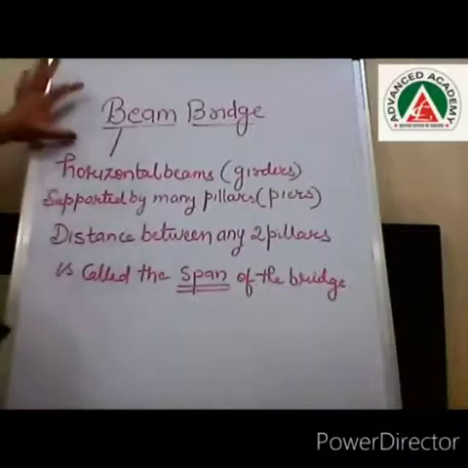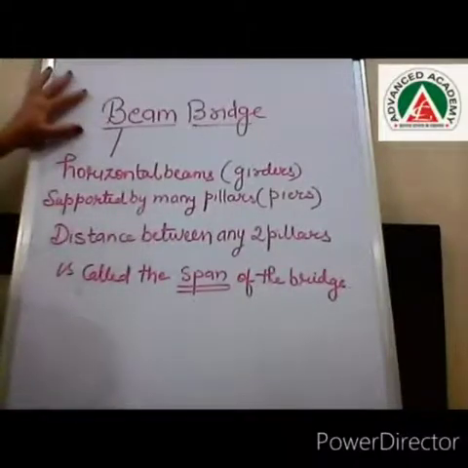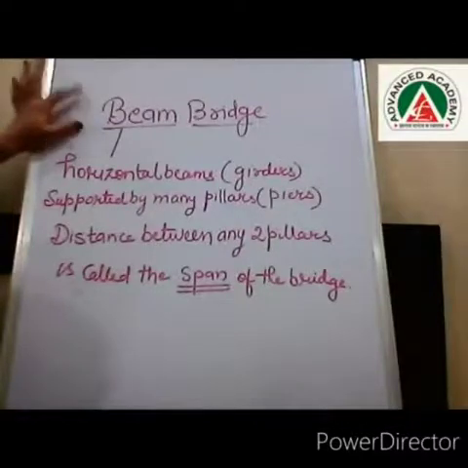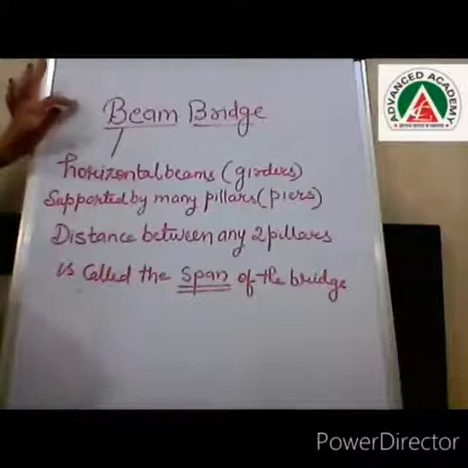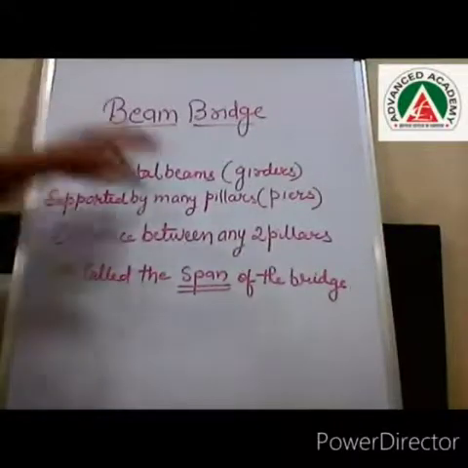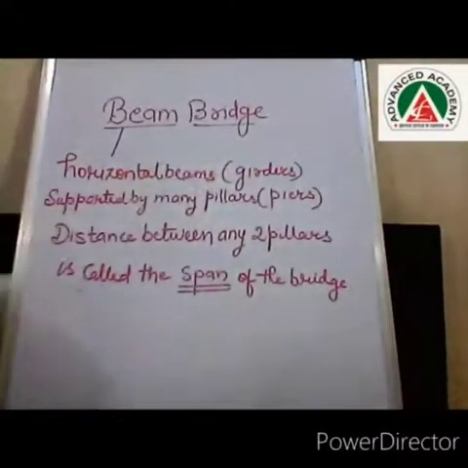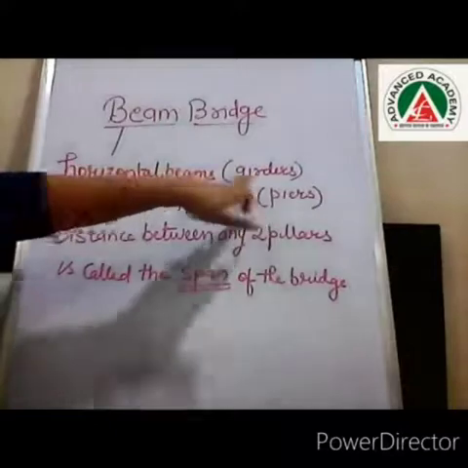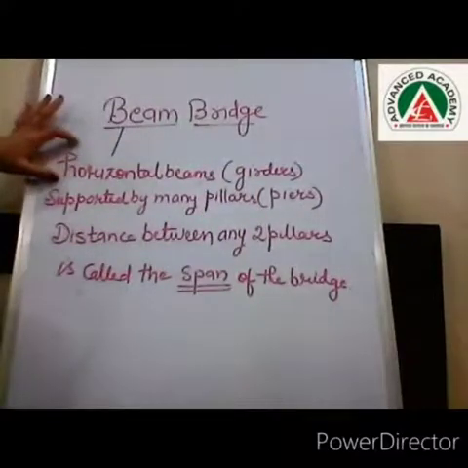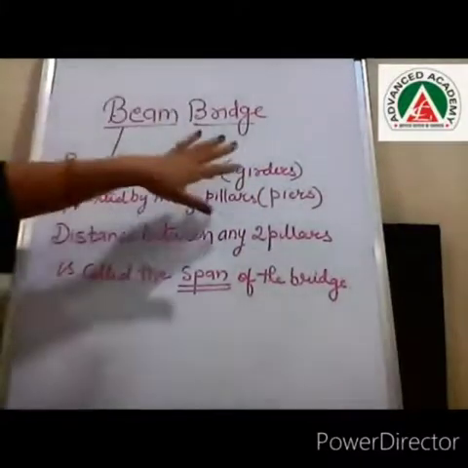Now we are going to understand about the beam bridge. It is the oldest and simplest kind of bridge, and it is also known as a girder bridge. It is made of horizontal beams called girders.